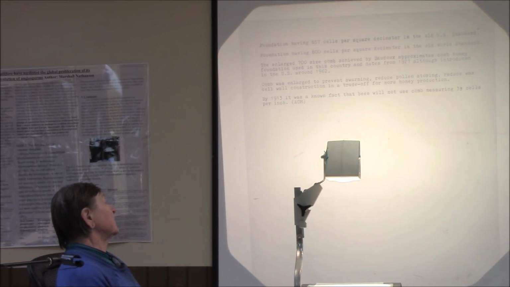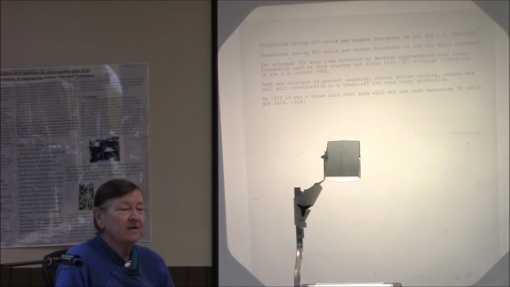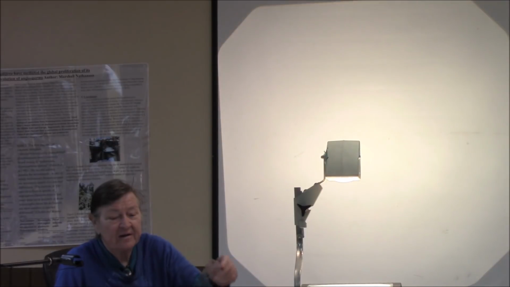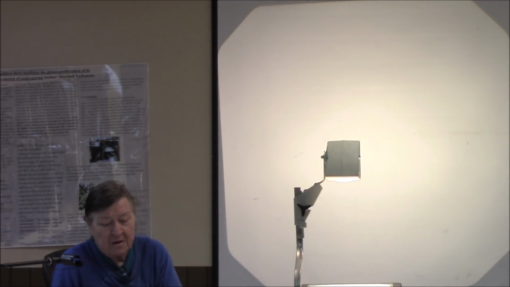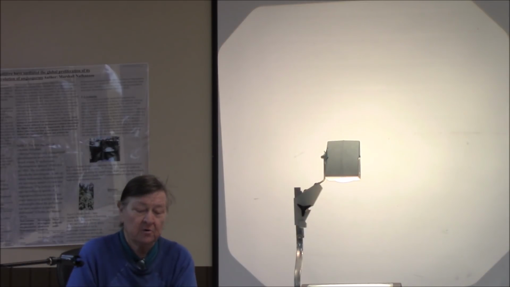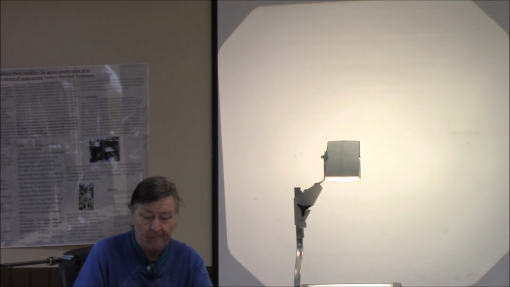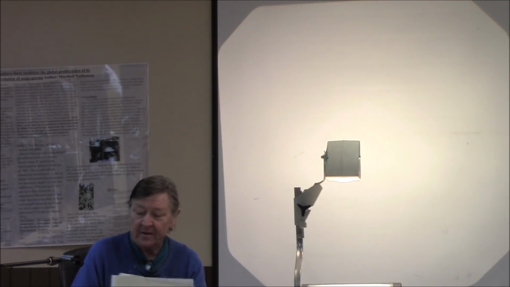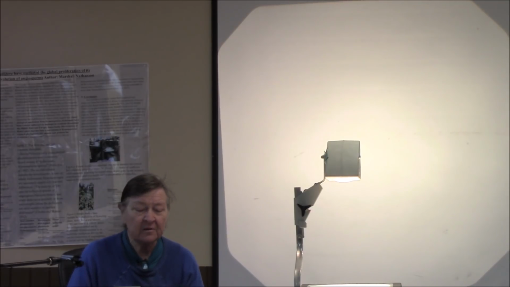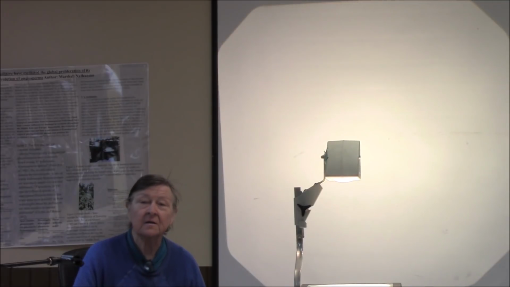And by 1913, it was a known fact that bees will not use comb measuring 3.5 cells to the inch, but they're sure trying it now with the Apis dorsata. They're trying to get things bigger. But I'm not going to go into who would want to do the Apis dorsata a bit. But are they trying? Yeah. But I'm going to stop. And as for the honey, pollen, propolis, and all the other stuff, comb measuring basics, which I have here, I could go on and on and on and talk.